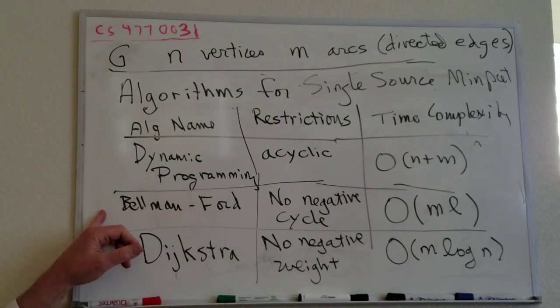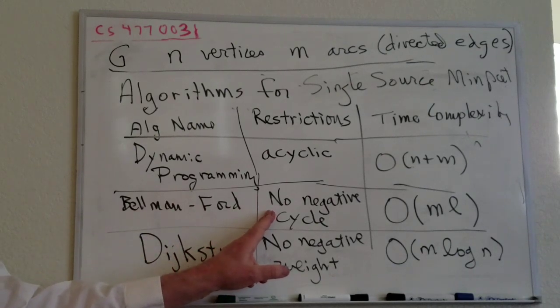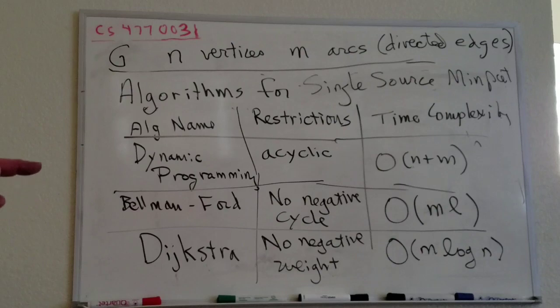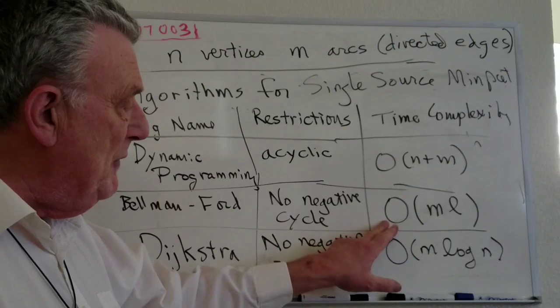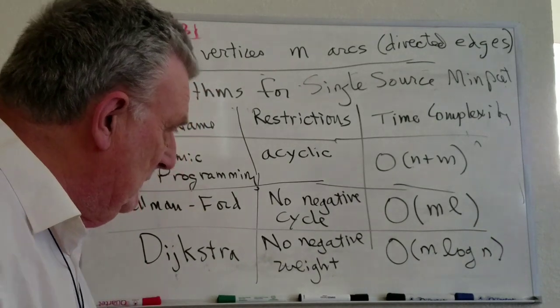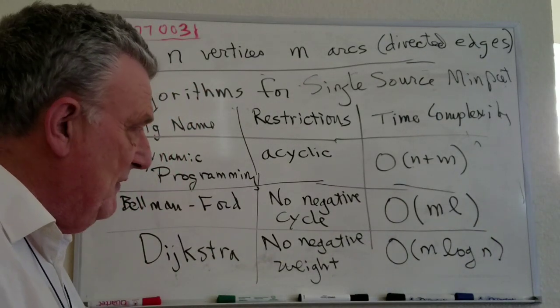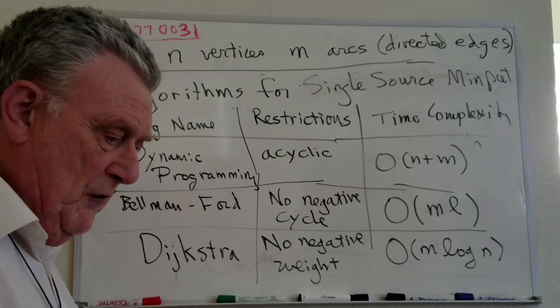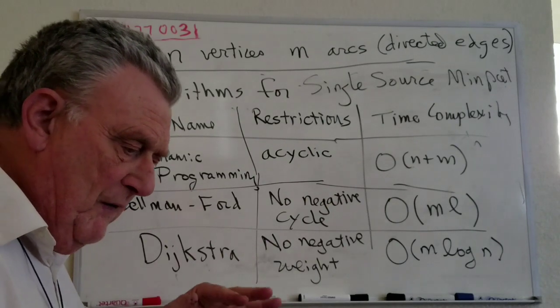The Bellman-Ford algorithm does not require the graph to be acyclic, but it does require that no cycle has a negative weight. In other words, if you go from X to Y and eventually back to X again, that's a cycle. The total weight of all the edges on the cycle is not allowed to be negative, or else the algorithm will never converge. The time complexity for our implementation of Bellman-Ford is M times L, where M is the number of edges and L is the longest length of any shortest path.